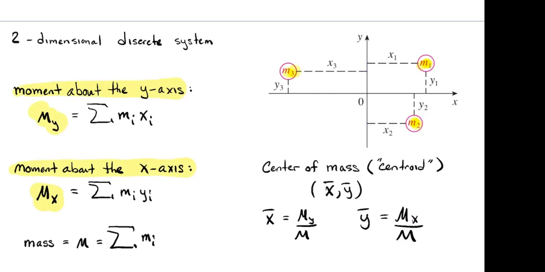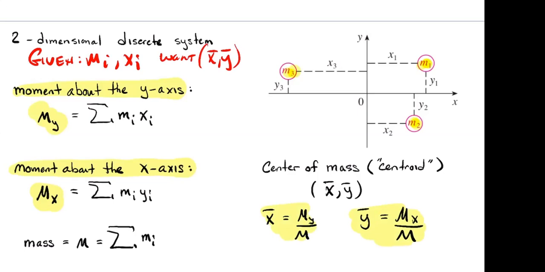Again, remember, you're given the mi's and the xi's. You want to find the centroid, x bar, y bar. It has two coordinates because it's a point in the plane. But all you do to find x bar, well, you take the moment about the y-axis and divide it by the total mass, just like we did in the 1D system. To do y bar, you take the moment about the x-axis and divide it by the mass.